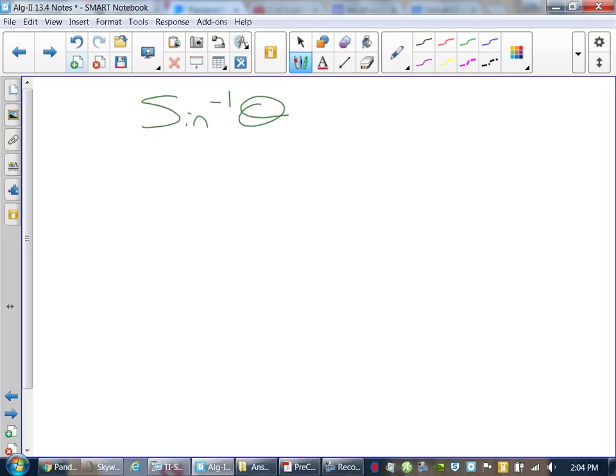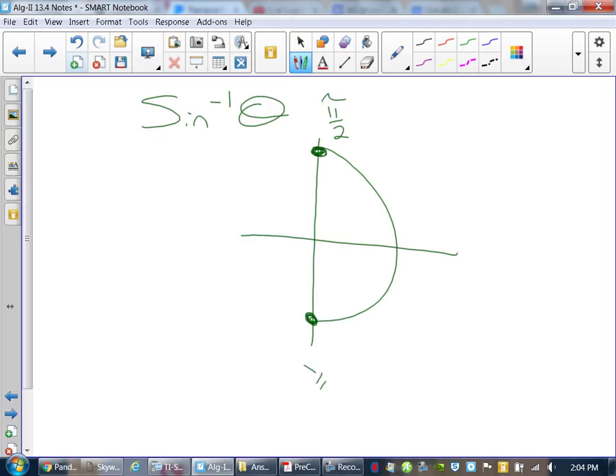So when we're looking to find values of sine, we're going to look for values of sine between two spots. We're going to search for values of sine where the angle is between pi over 2 and negative pi over 2. Or if you want to think of it as 90 and negative 90.